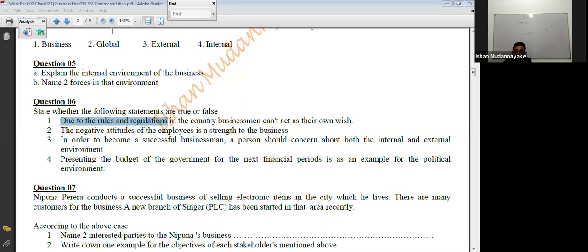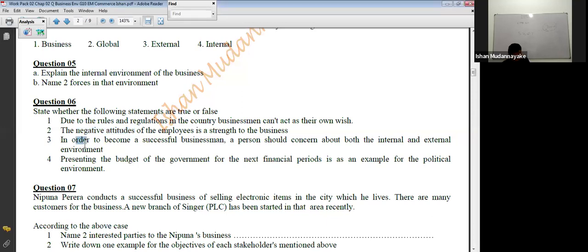Right. Look at the second one. The negative attitudes of employees is a strength to the business. True or false? Sanuka correct. Suwani correct. Netuki correct. Chamatka correct. Lamai, false. Negative attitudes are a weakness of the business. Therefore, my second one is false.